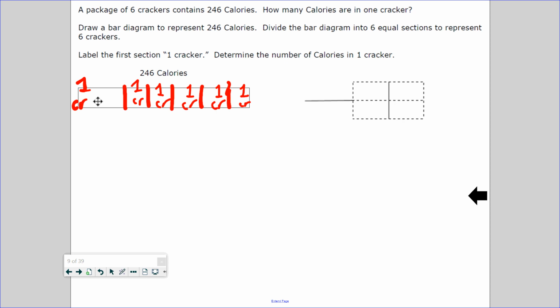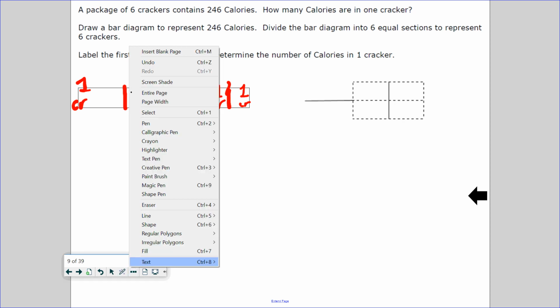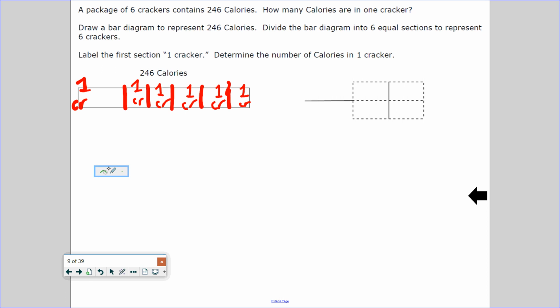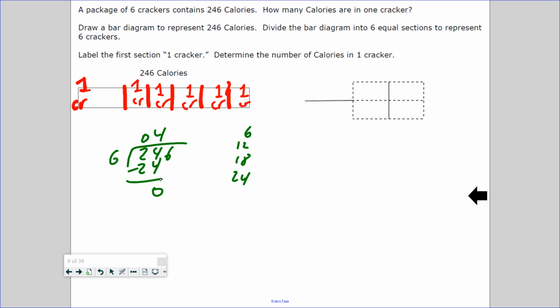Any suggestion on what operation I should do? Hopefully you said you're supposed to divide. So 246 divided by 6. Can 6 go in 2? No. Can 6 go in 24? 6, 12, 18, 24. Oh, 4 times. Bring down the 6. How many 6's go in 6? 1 time. So that means there are 41 calories for 1 cracker.